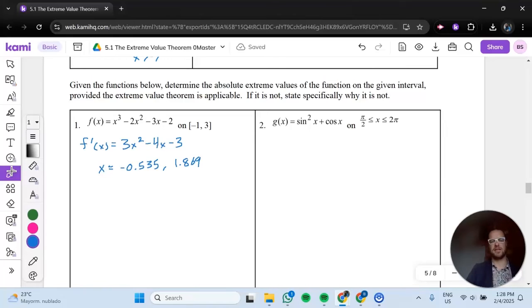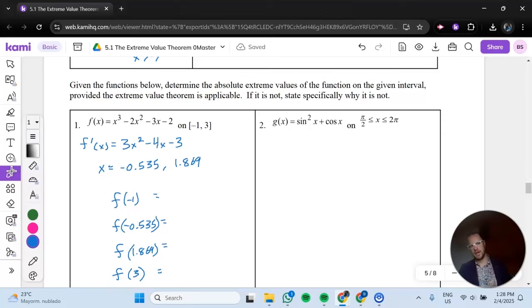I'm just not going to do that for you because I think you can put that in your calculator and see it. All right, then what I'm going to do is check my endpoints, so f of negative 1. I'm also going to check my critical points, so f of negative 0.535, and f of 1.869, and then finally f of 3. And again, you're going to use your calculator, whether you're putting it into this function or whether you graph it and find them. And so when I do that, I got negative 2, negative 1.121, negative 8.065, and negative 2.